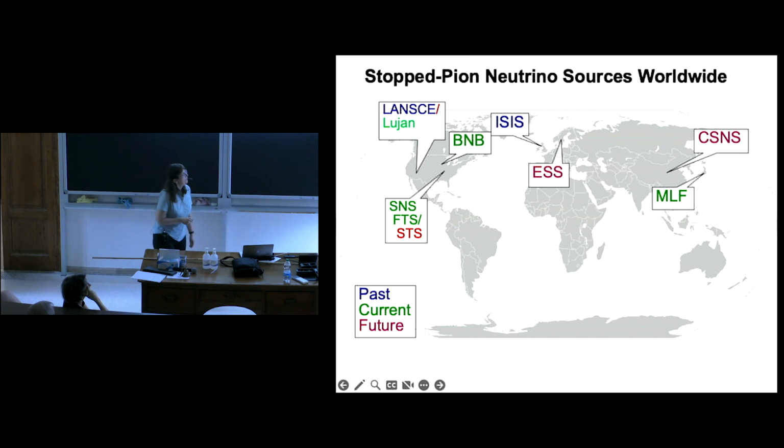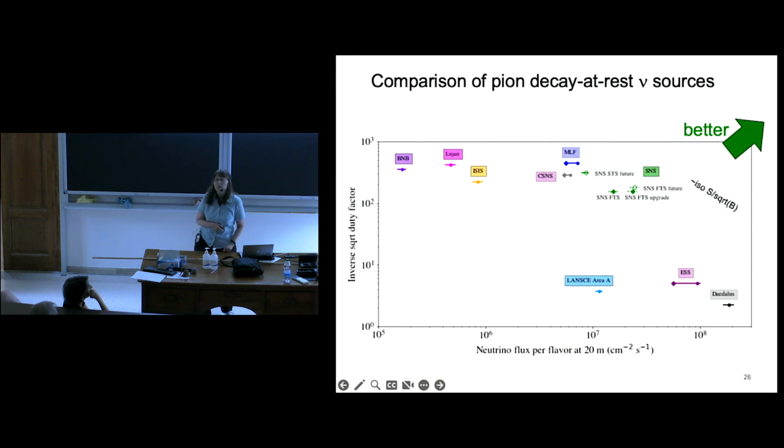Okay, so stopped pion neutrino sources have been used over some decades around the world. Here's some examples of past, current, and future sources. And here is my latest version of a figure of merit plot for comparing these different pion decay at rest sources. On this axis here is the neutrino flux per flavor at a given distance. And this is approximately proportional to the proton power. It's not exactly proportional, but approximately. The more proton power, the better.